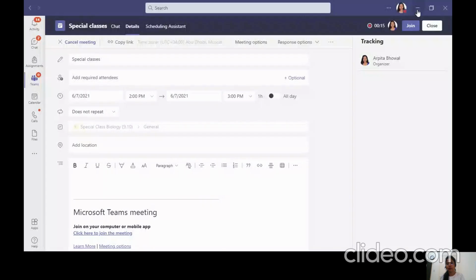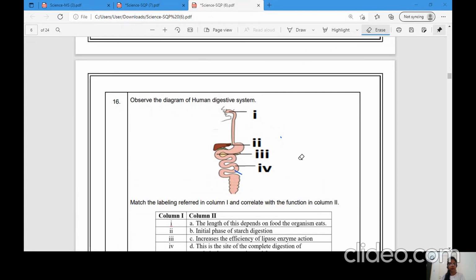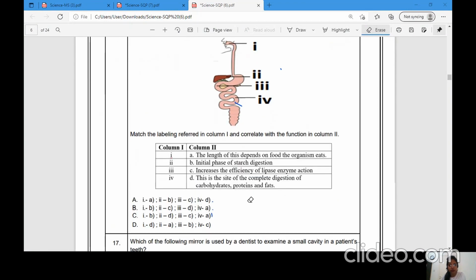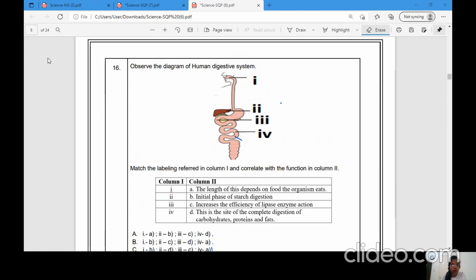Okay, let's go back to our sample question paper of science for class 10, prepared by CBSE. Question number 16. Observe the diagram of human digestive system. It has more than one question, right? So I want to consider such kind of question as a complex multiple choice question. This kind of complex multiple choice question requires some time to analyze.